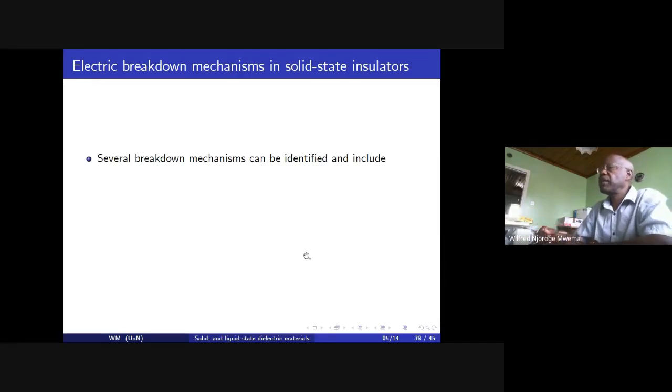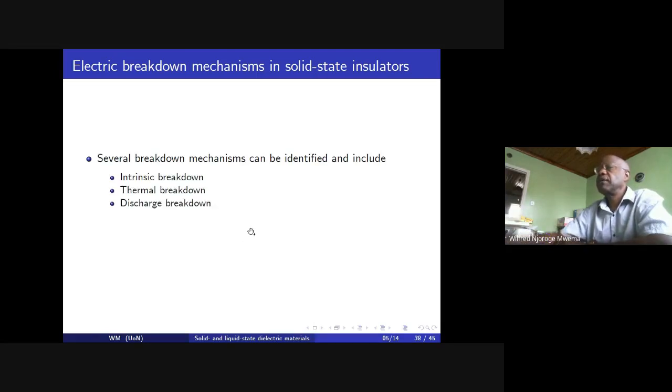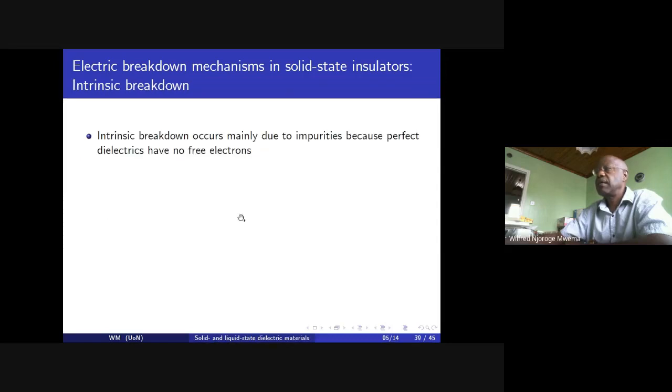Several breakdown mechanisms can be identified, and this includes, one, intrinsic breakdown. We have what we call thermal breakdown, discharge breakdown, chemical and electrochemical breakdown, and tracking. In intrinsic breakdown, we'll go into it a little bit. It occurs mainly due to impurities, because perfect dielectrics have no free electrons. If you have impurities, which will give you free charge carriers, the charge carriers will be accelerated in the high electric fields at which insulators are normally operated. When they get sufficient kinetic energy, they can collide with the solid atoms and ionize them, thereby increasing the free carrier concentration in an avalanche process, and that will lead to breakdown.